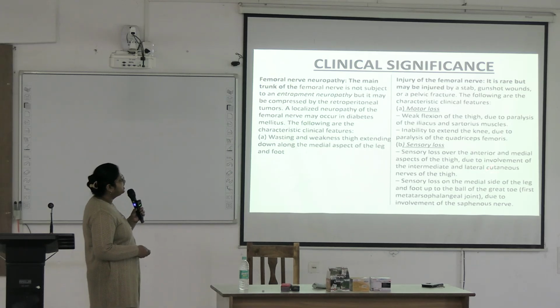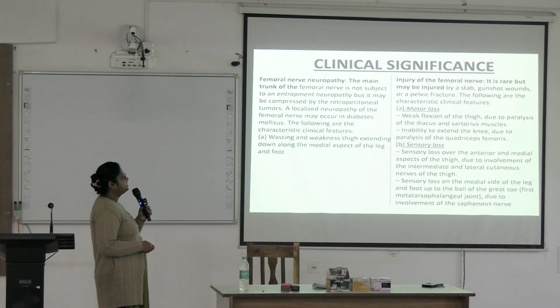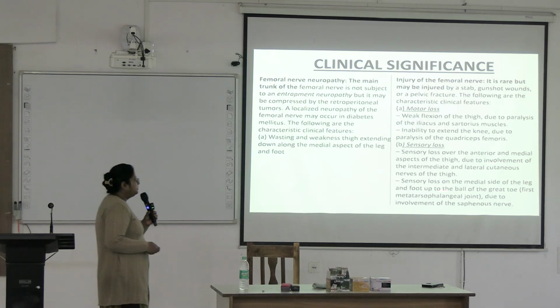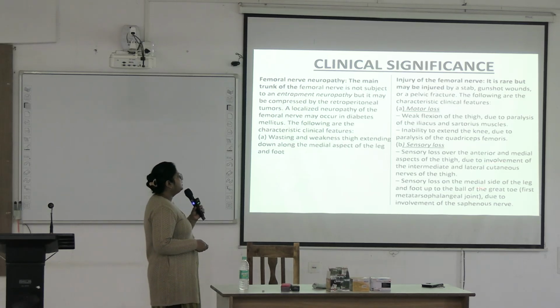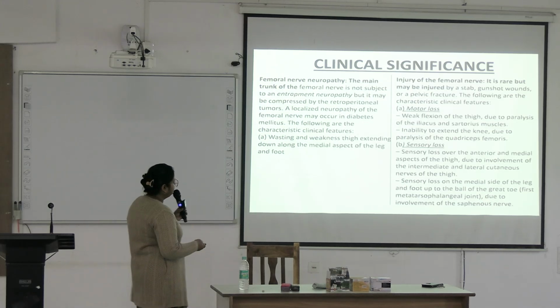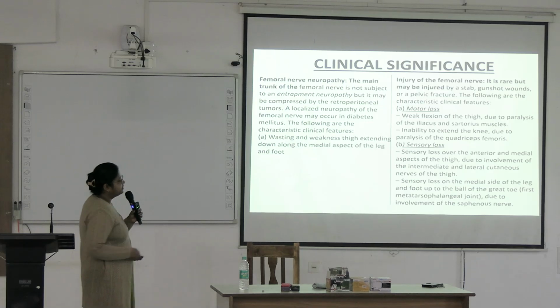Sensory loss over the anterior and medial aspect of the thigh due to involvement of the intermediate and lateral cutaneous nerves of the thigh. And there will be sensory loss on the medial side of the leg and foot up to the ball of the great toe, that is the first metatarsophalangeal joint, due to involvement of the saphenous nerve. So this is sensory loss in femoral nerve injury.